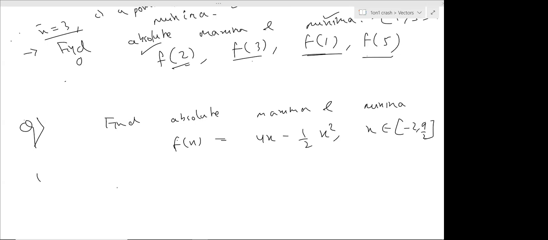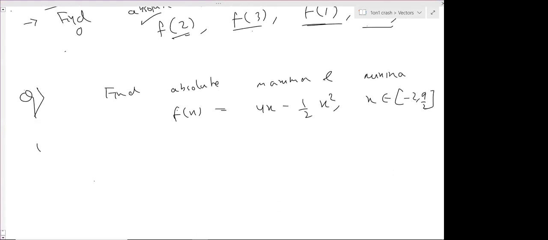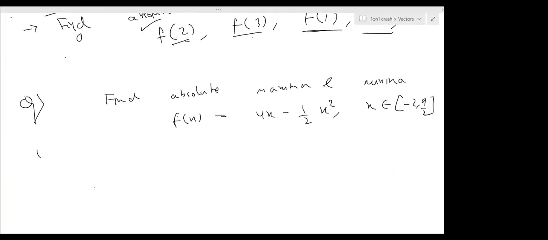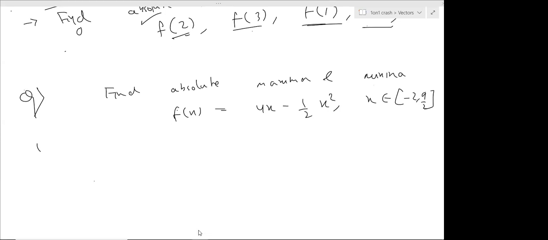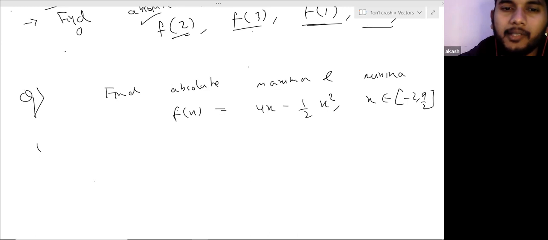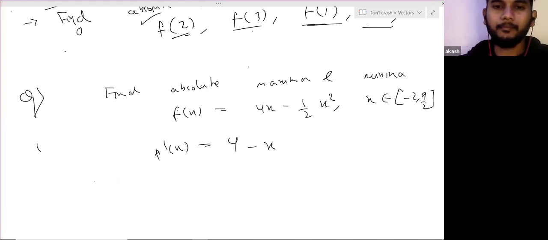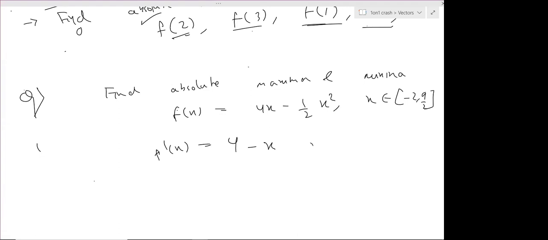Done, Firaz? Firaz, have you solved it? No. You are not solving this, or you are not able to solve this? Very easy question, right? Just find f dash x. This is 4 minus x, right?